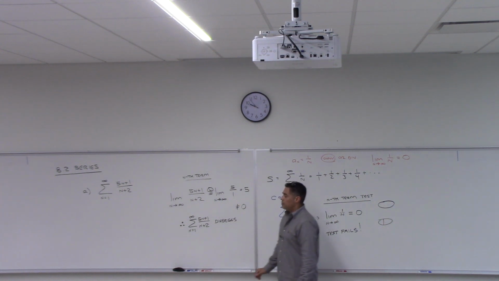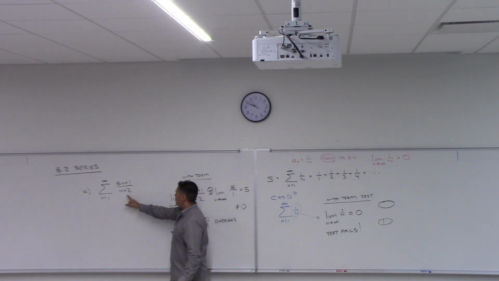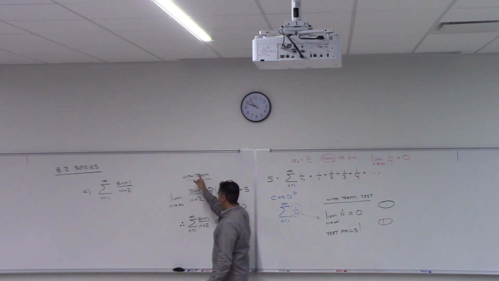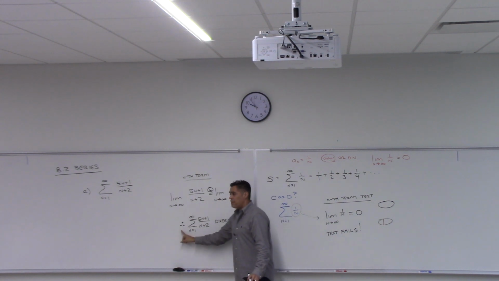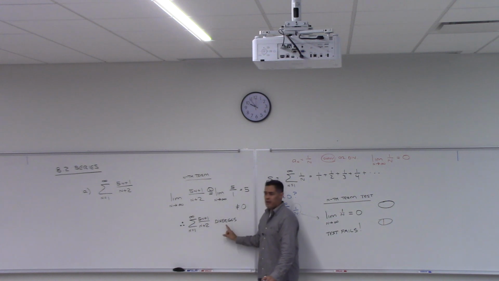Right? So I had a series. I want to apply the n-term test, so I take the limit of the sequence. I got something other than 0. Therefore, by the theorem, by the actual test, I can conclude that the original series diverges.